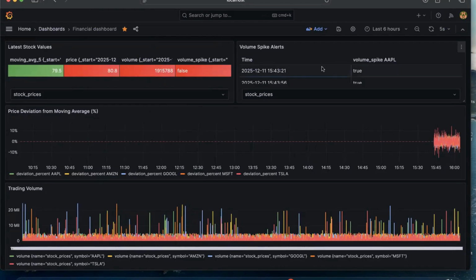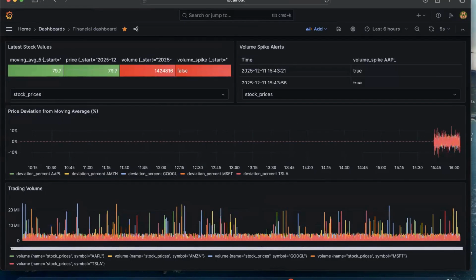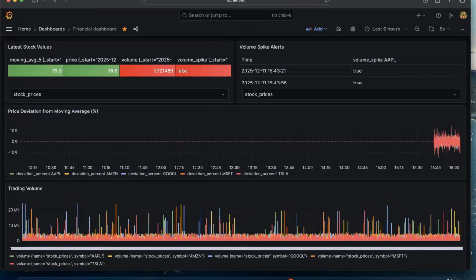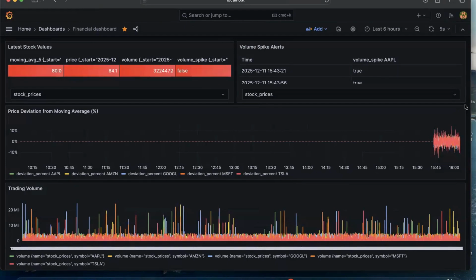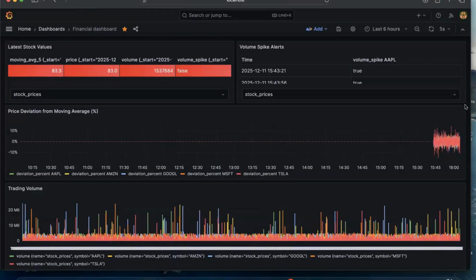On the right side, volume spike alerts. We have talked about the exact timestamps when unusual trading activity was detected. You can see other stocks like Apple and Tesla, which triggered alerts at the times given there.